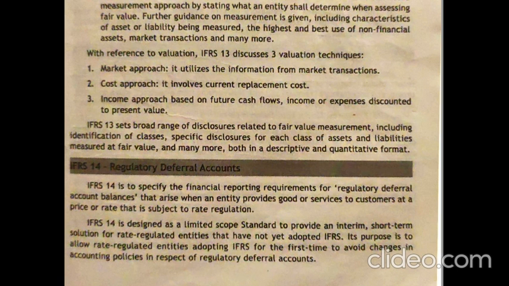So what does IFRS 14 explain here? The objective of IFRS 14 is that it is established to specify the financial reporting requirements for regulatory deferral account balances. So it is only established to know what is required in the financial statement, and only such requirements for regulatory account balances that arise when an entity provides goods or services to customers at a price or rate that is subject to rate regulations.